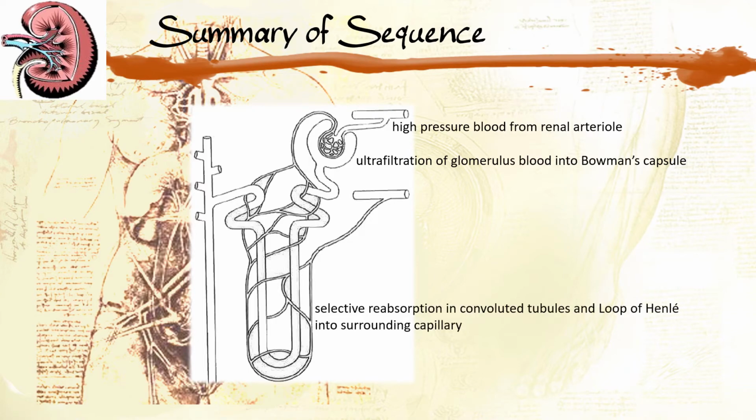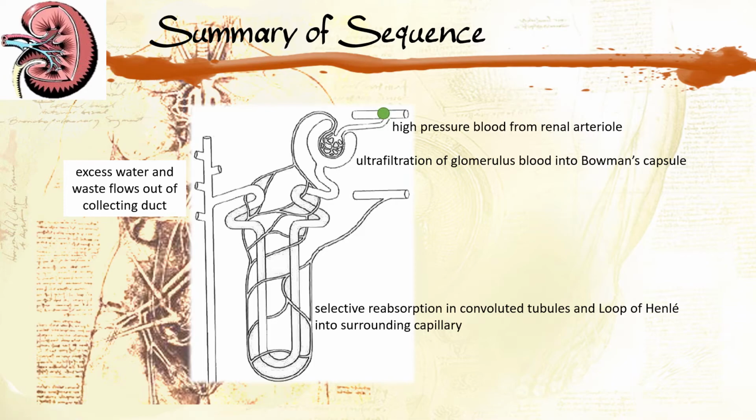So the filtrate will pass through the convoluted tubule and the loop of Henle. And selective reabsorption will take place. So those useful substances will be reabsorbed back into the blood capillary through diffusion, active transport, and of course, water will be through osmosis. And excess water and waste will flow out from the collecting duct.